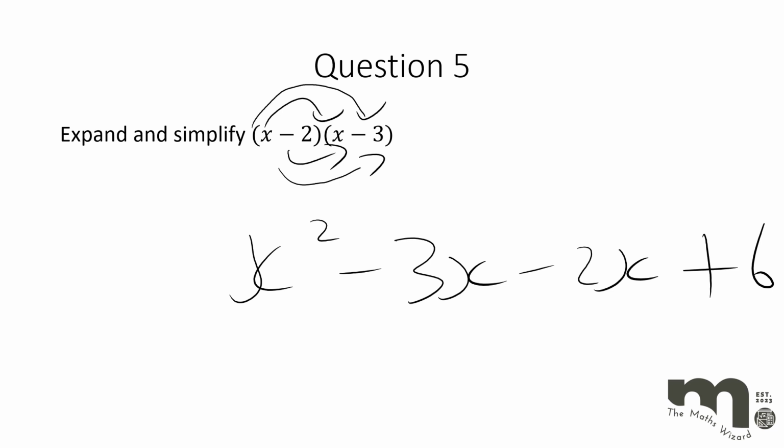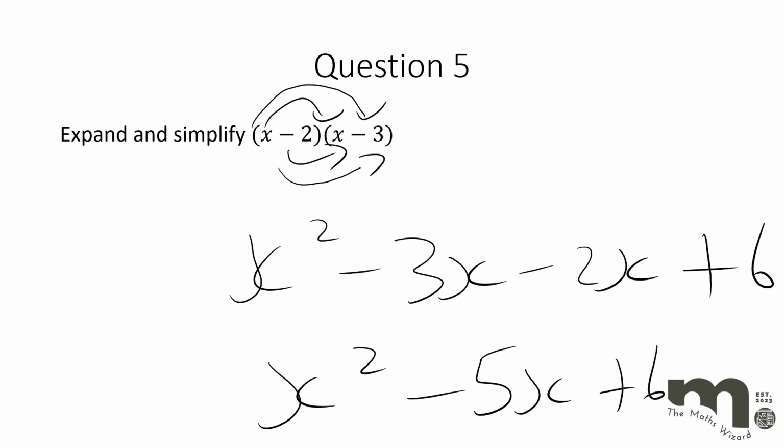So now we need to simplify this. So we've got x squared. Then you've got minus 3 take away 2x, which is going to give you minus 5x. And then you've got your add 6 on the end there. Okay, let's do one more final example then.